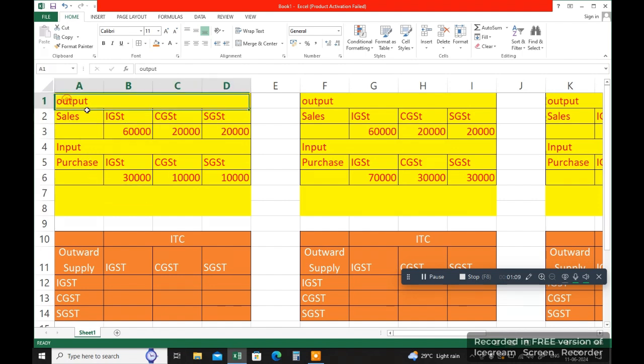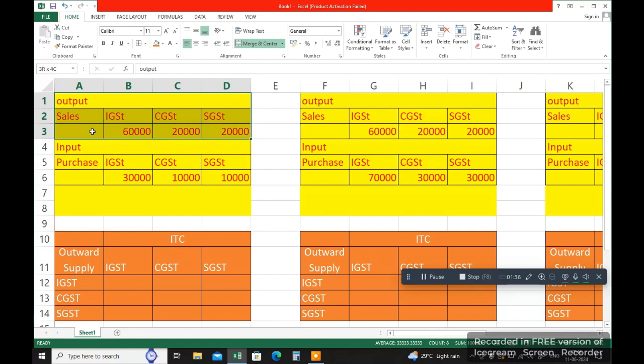Here we have created a table stating this is my output. I will make one more video on how to prepare this table, because every month or quarter, depending on when you are filing the return, you have to prepare this report. Suppose you are filing every month, then every month you have to prepare this report. How to prepare it we will see later on, but I have already done this report here.